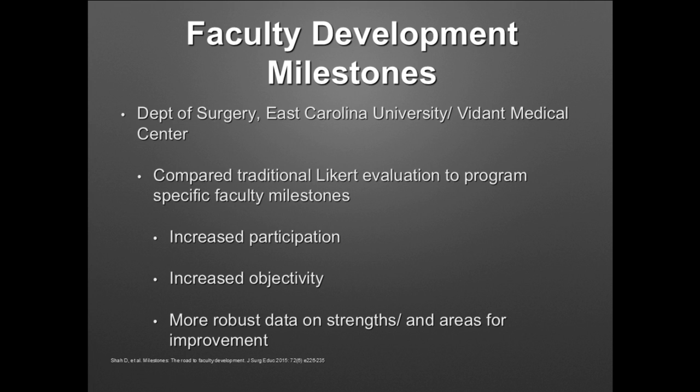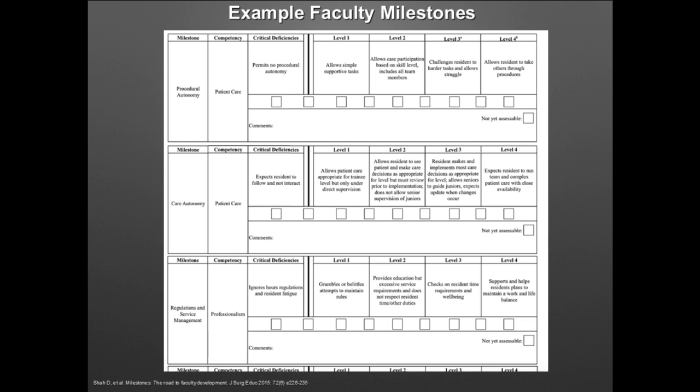When you look at evaluation of the faculty, there was a study that showed that developing program-specific milestones were much better than a traditional Likert evaluation form for faculty development. There was more participation, more objectivity, and people actually were able to look at areas where they could improve and where their strengths were. Here's an example of this, which I thought was quite interesting.